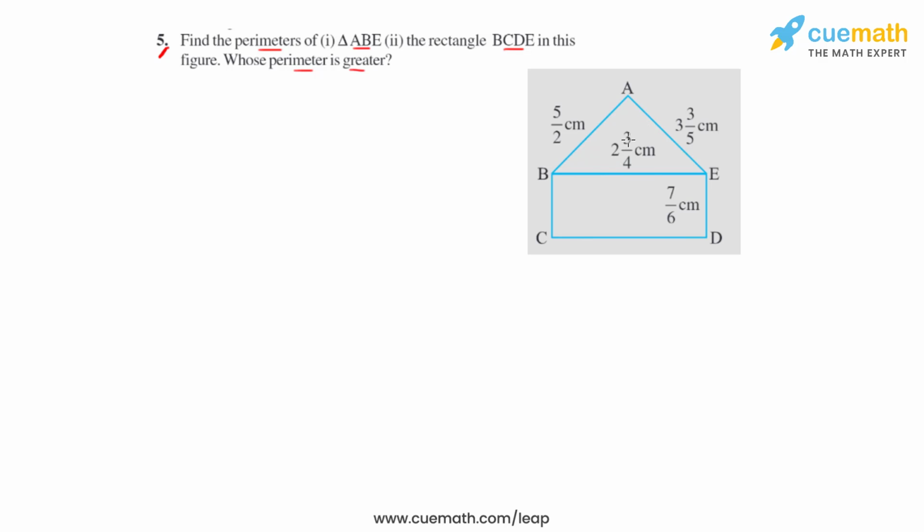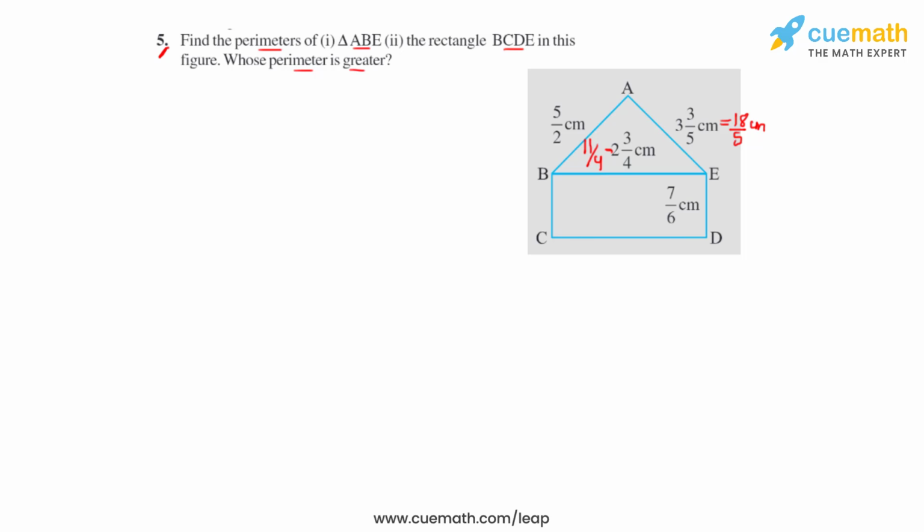So 2 3/4, if we convert it into an improper fraction, will be 4 times 2, which is 8, 8 plus 3, which is 11. So this will be 11 over 4 centimeters. And similarly, 3 3/5 centimeters, if we convert it into an improper fraction, that will be 5 times 3, which is 15, 15 plus 3, which is 18. So that will be 18 over 5 centimeters.